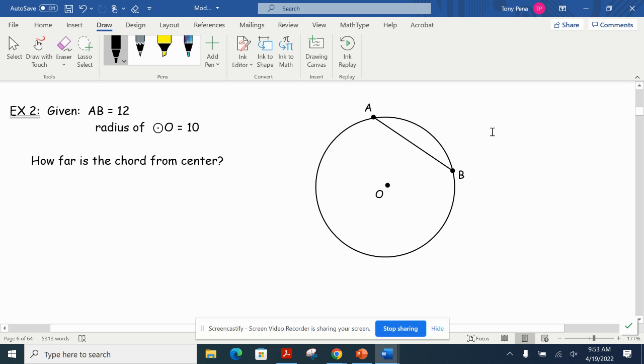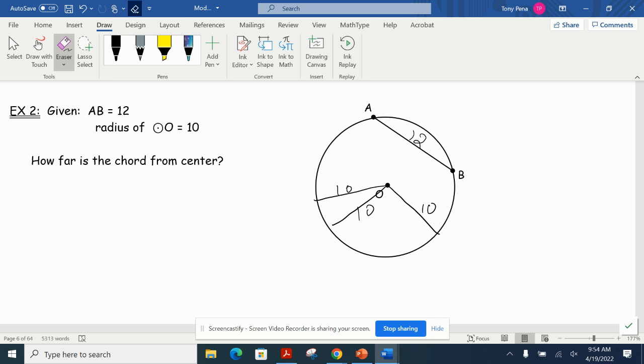It says, given that AB is 12, so this whole length right here from A to B is 12 units long, and that's a chord. If you remember, if we use that word, that's our chord. The radius of this circle is 10. So I could go from the center, draw in any radius I want, and know that all of these are 10. Drawing them down here doesn't do you any good, so we don't want to be putting them down there. But any radius we draw in, the radius is going to be a 10.